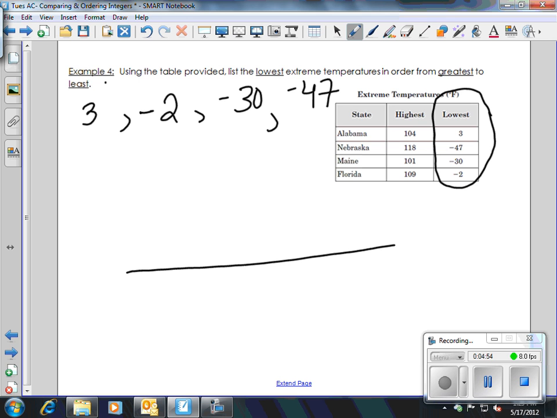You can always use a number line to help you put this stuff where it needs to go. So here's your 0, here's your -2, here's your -30, and here's your -47. So when you look at that number line from left to right, that's least to greatest. From right to left, that's greatest to least.